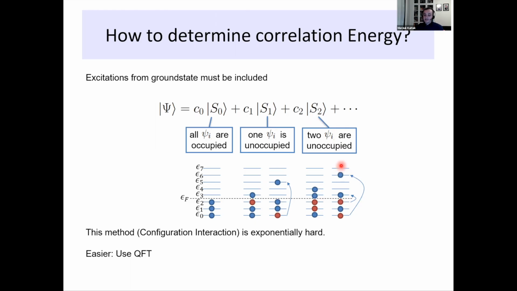Now, one might insert this ansatz into the Schrödinger equation and diagonalize it, but this approach, known as configuration interaction, is exponentially hard. So there's a more convenient way to deal with these excitations. And yep, you guessed it, it's quantum field theory, which I'm going to discuss now.